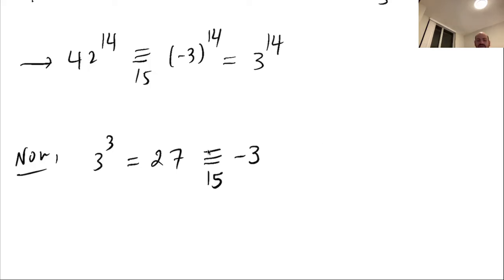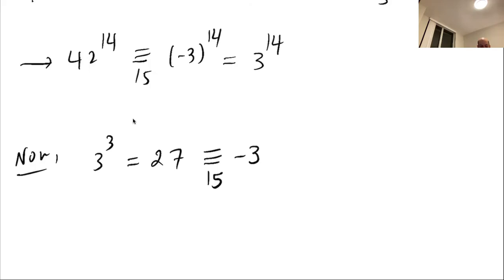What do I need? I have 3 to power 3 here, which is congruent to minus 3. I need 3 to power 14. How can I get 14 from 3? I have to raise both sides to a power. Well, if I raise to power 5, I get 15, but I need 14. So 5 is too big. Why don't I raise both sides to power 4? Then I'll get 12. You may tell me, okay, I need 14, why 12? But once I have 3 to power 12, I can just multiply by 3 to power 2 to get 3 to power 14.